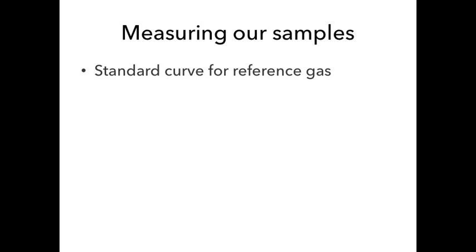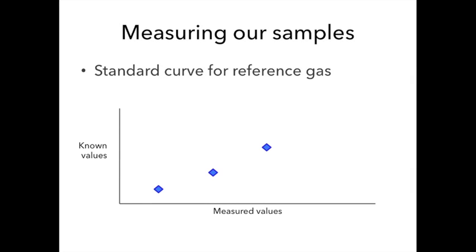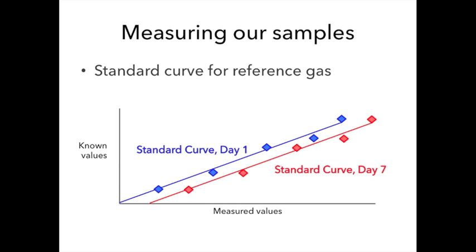Each time we measure our samples, we need to make a new standard curve. This involves the same procedure that we used before. We need to repeat the standard curve each time we measure because the instrument can drift slightly over time or give slightly different values depending on the day. Making a new standard curve each time we measure ensures comparable values across time.